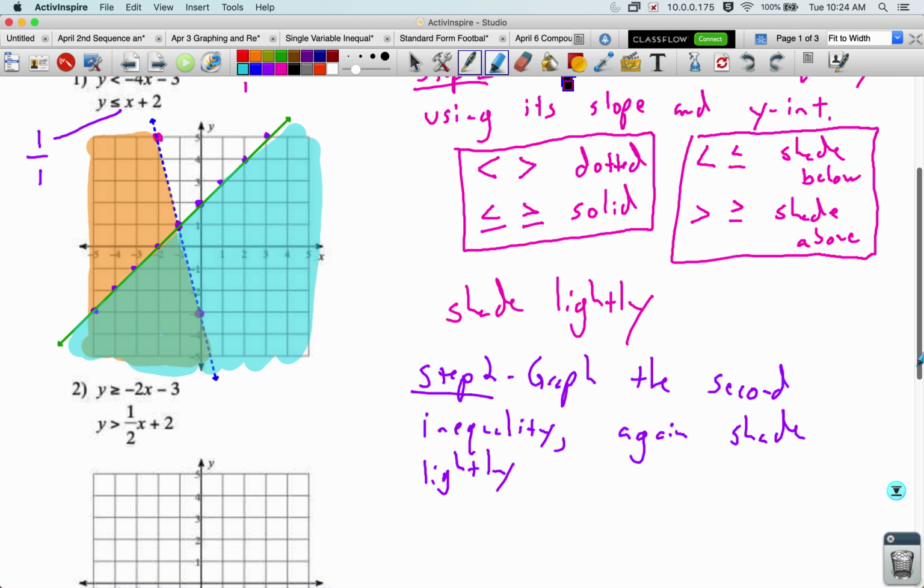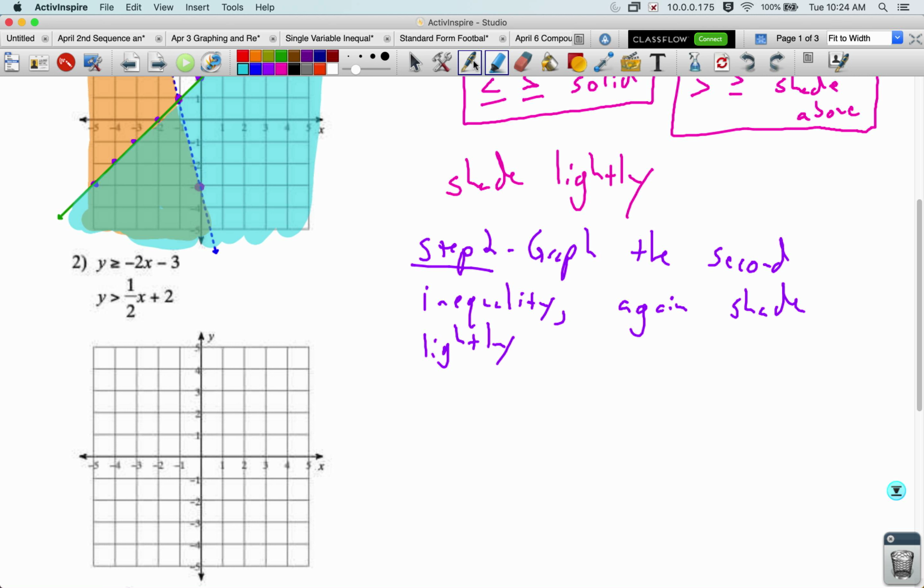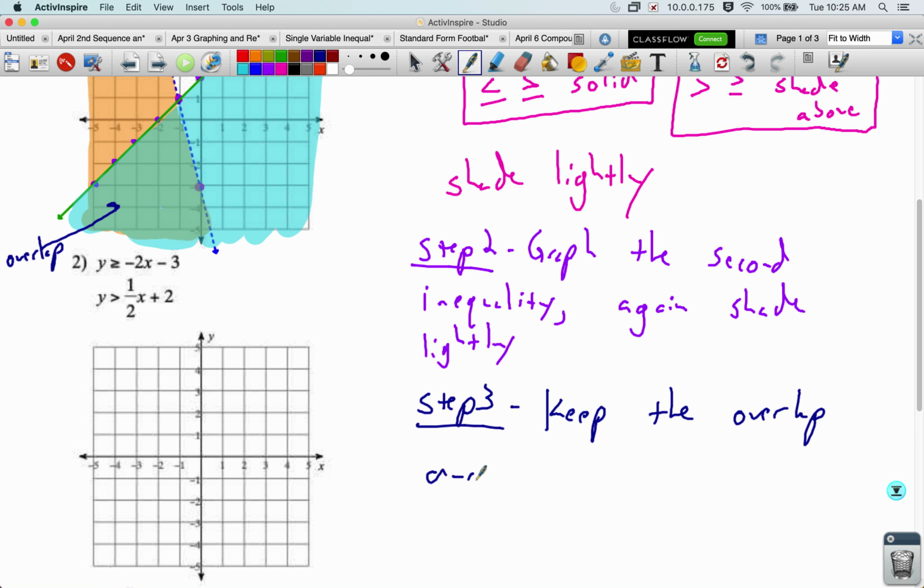All right, and that brings us to step 3. You're almost done here. You could even say that this is your final graph, just as long as you know that we want to keep the overlap. I want to label this as overlap. But I think it looks nice if in step 3, we only keep the overlap and erase all the other shading.